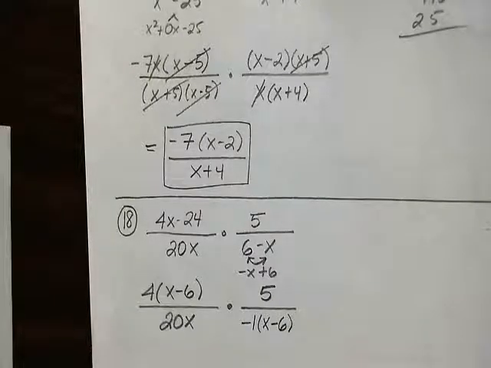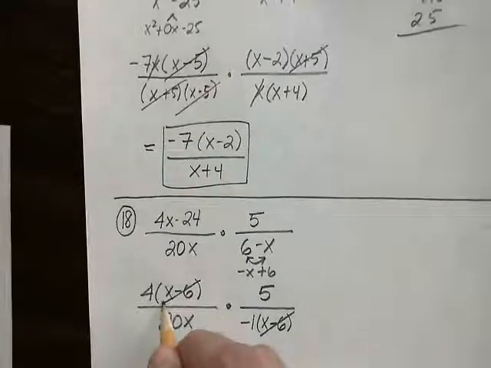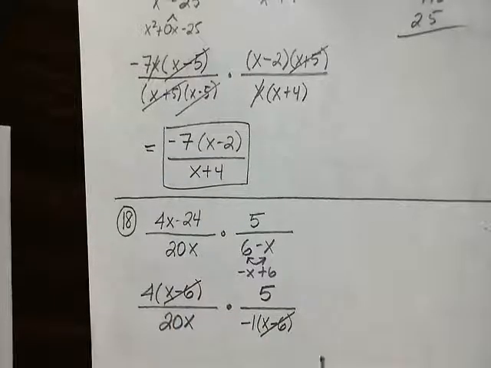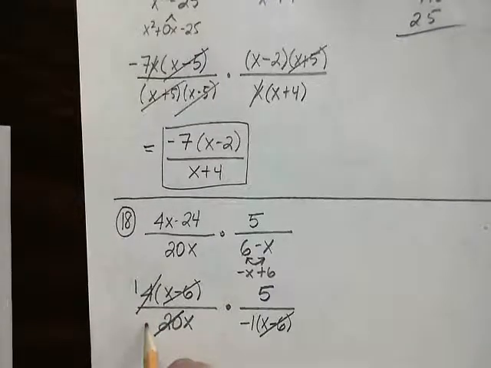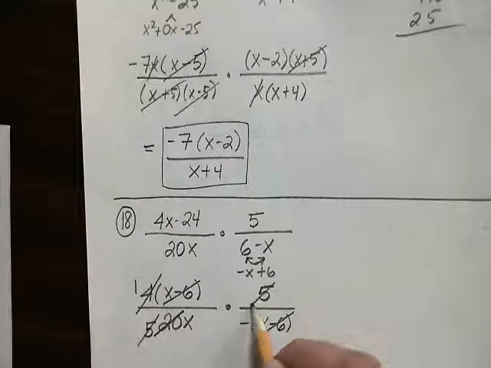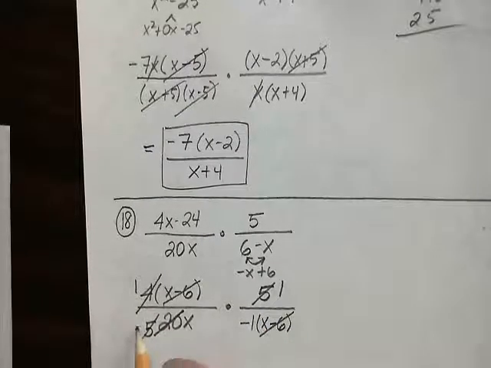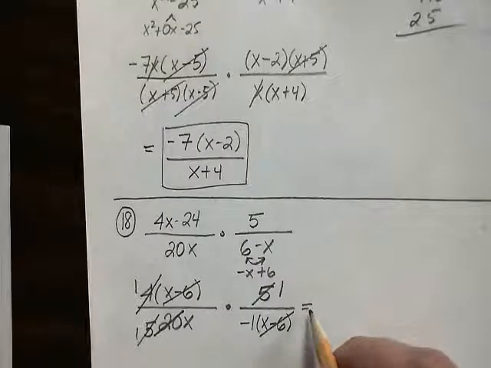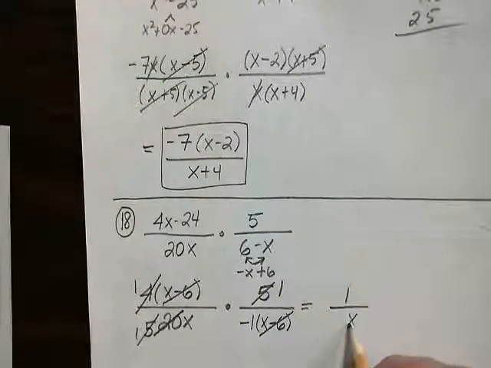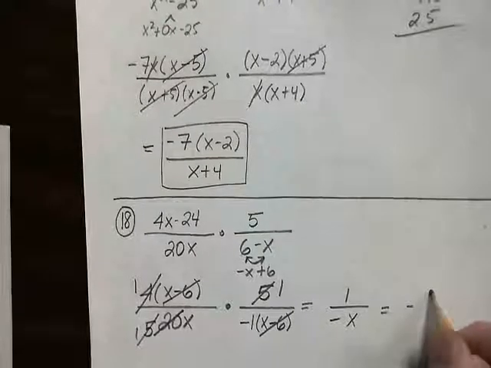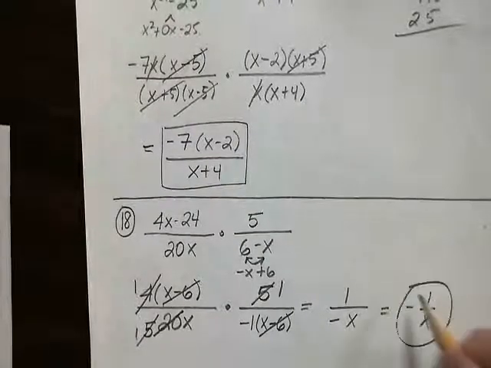Alright, now I can cancel, and I notice that x minus 6 cancels with x minus 6, and the 4 cancels with the 20. 4 goes into 4 once, 4 goes into 20 5 times, and I notice also I can cancel the 5 with the 5, because 5 goes into 5. So on the top I have a 1, on the bottom I have an x, and also have a negative 1, so it becomes negative x, and so that means this is negative 1 over x. That's your answer.